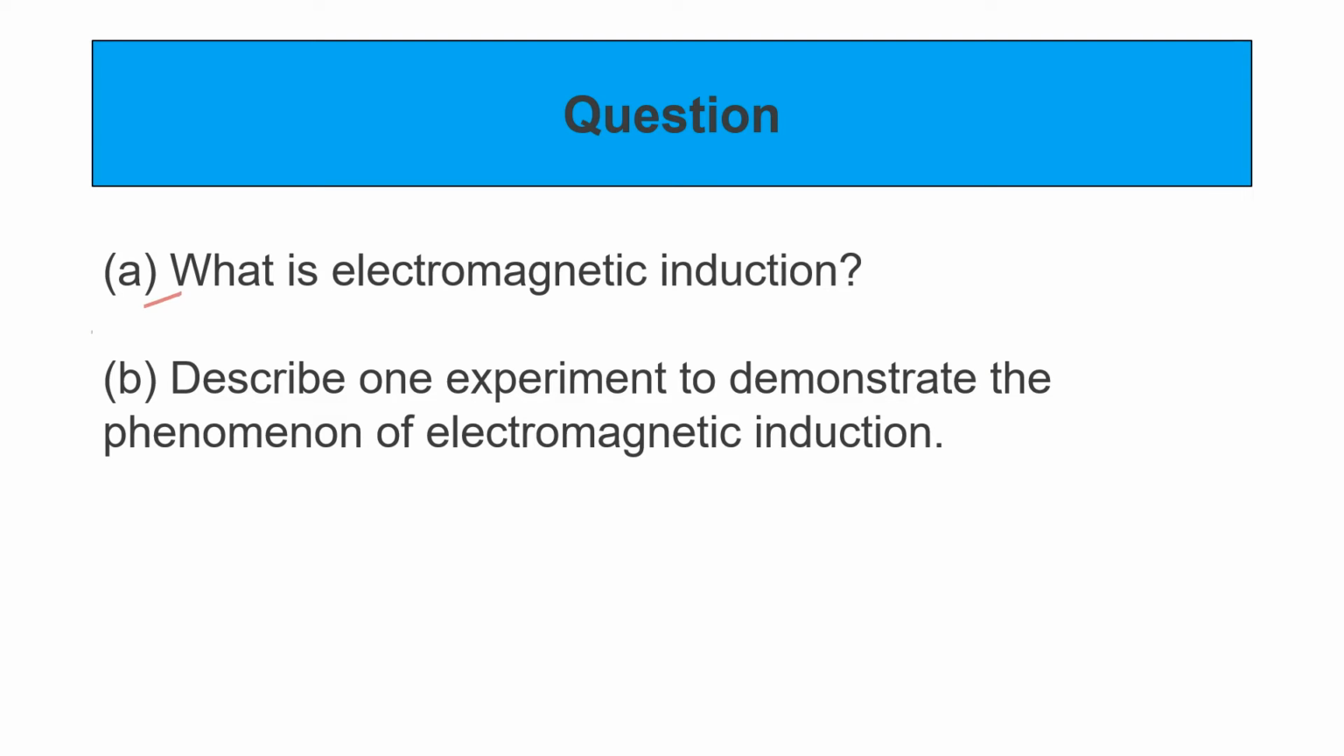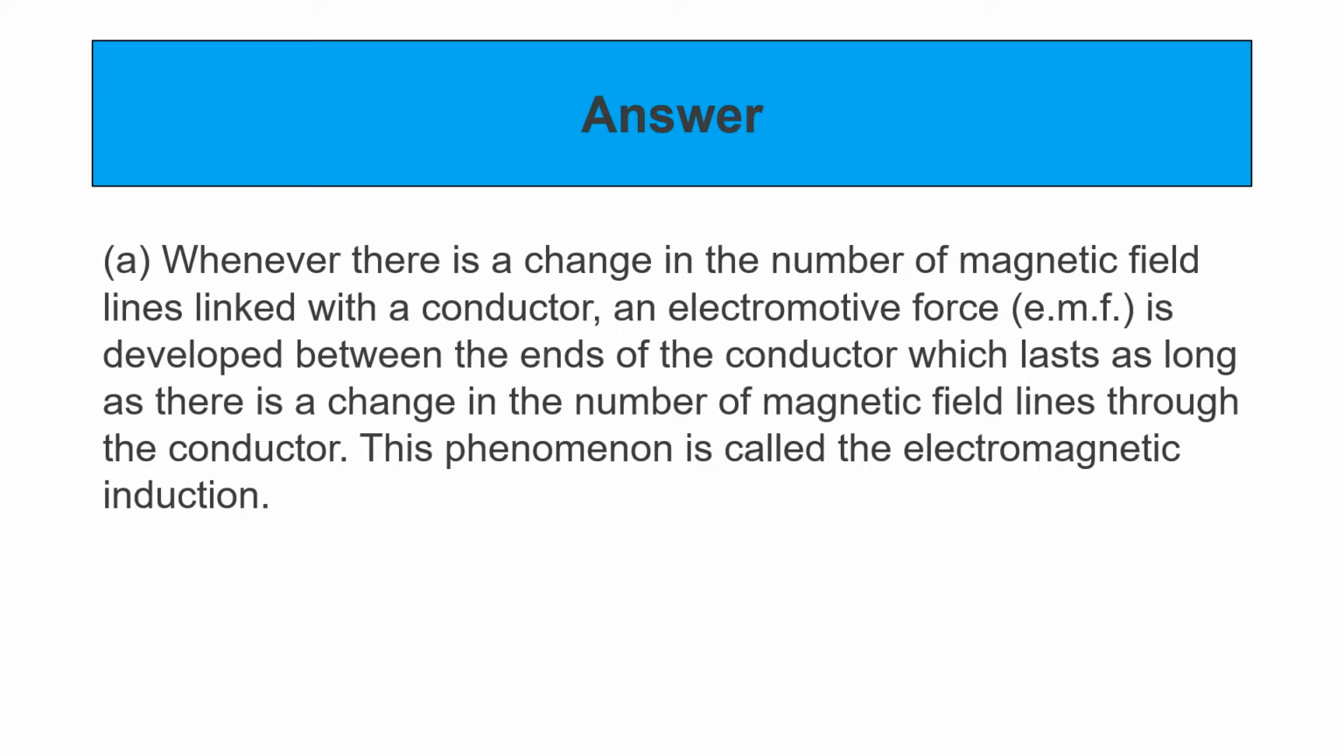A part is what is electromagnetic induction. B part, describe one experiment to demonstrate the phenomenon of electromagnetic induction. What is electromagnetic induction? Whenever there is a change in the number of magnetic field lines linked with the conductor, an electromotive force is developed between the ends of the conductor, which lasts as long as there is a change in the number of magnetic field lines through the conductor. This phenomenon is called electromagnetic induction.